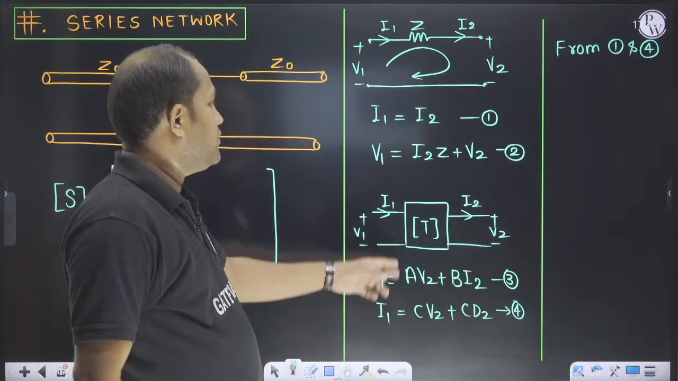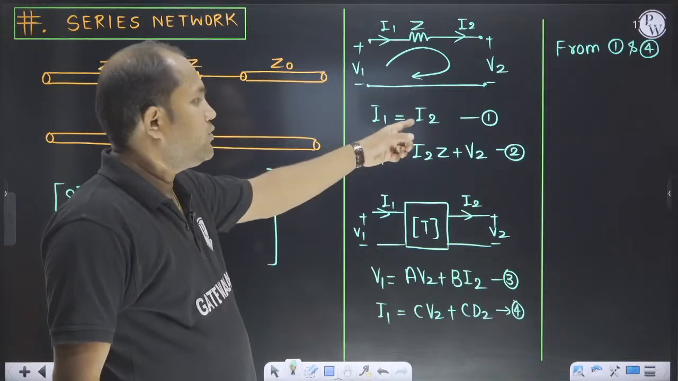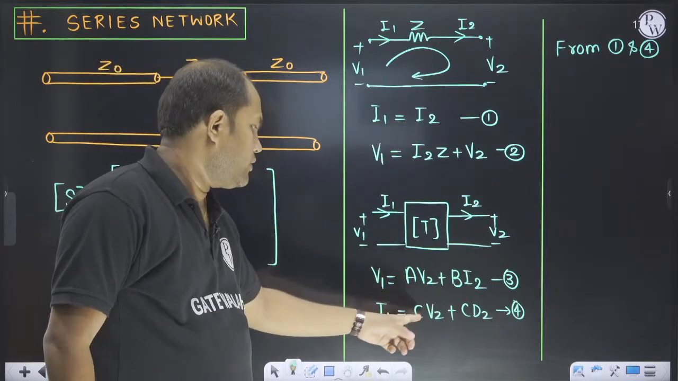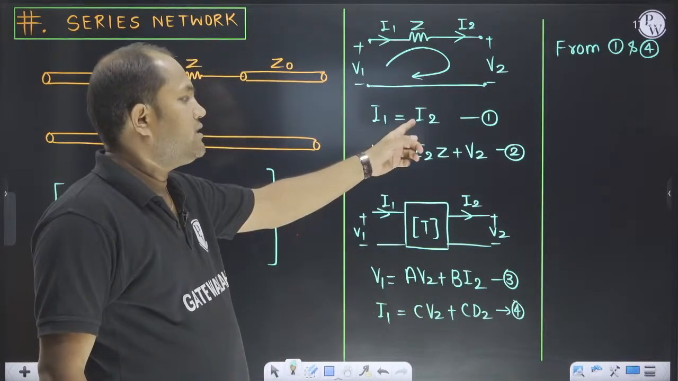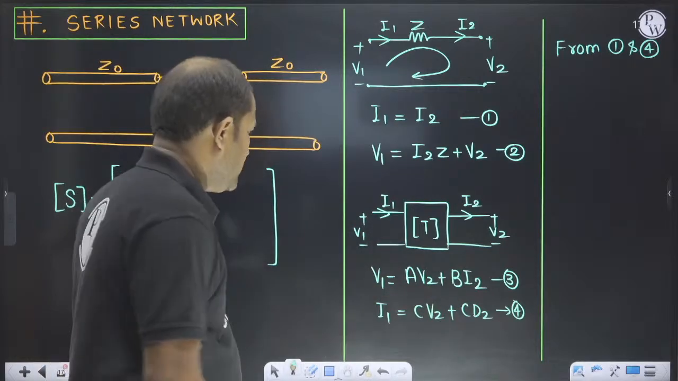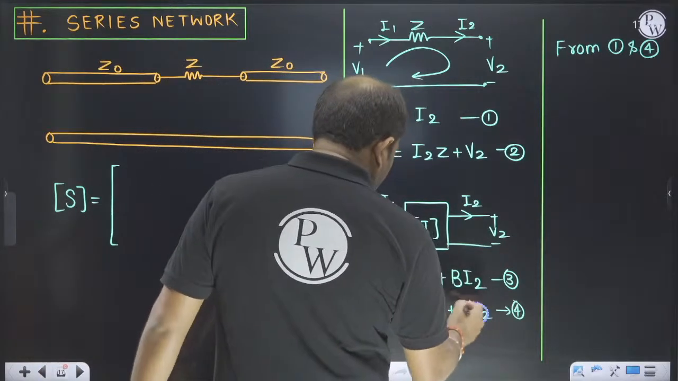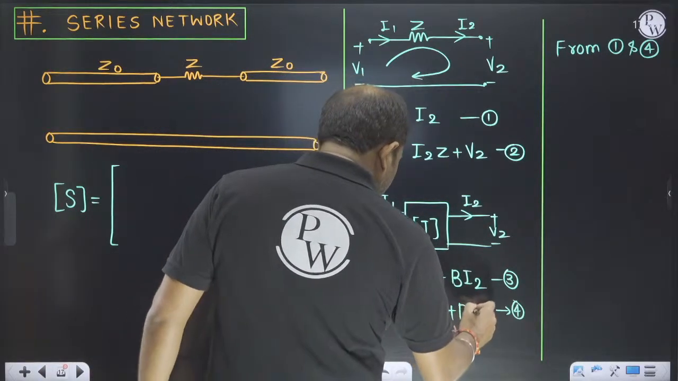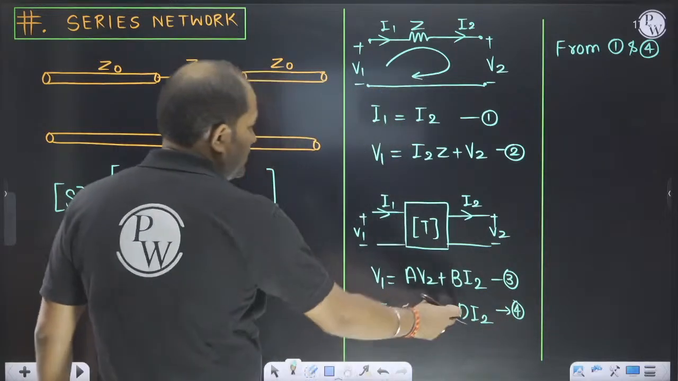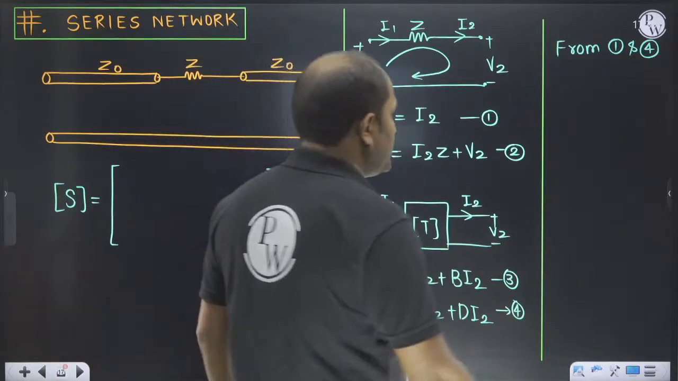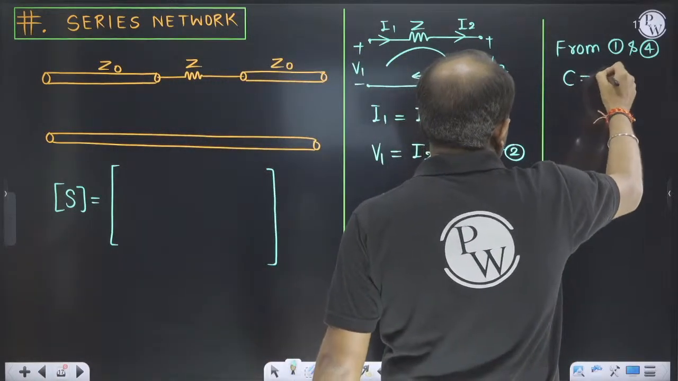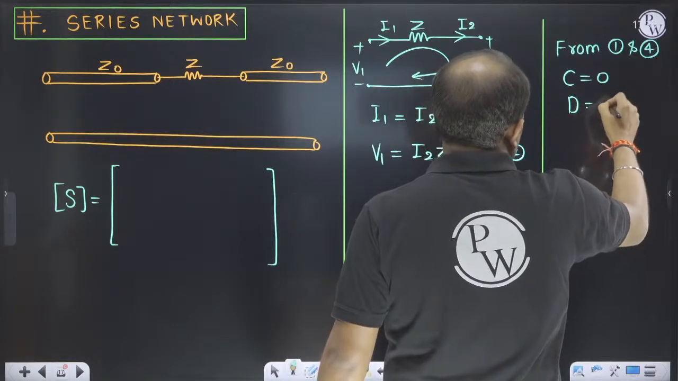From 1 and 4, there is no term of V2, so C will be 0. There is D I2, so you can compare and D will be 1. After comparing, you get C is equal to 0, D is equal to 1.